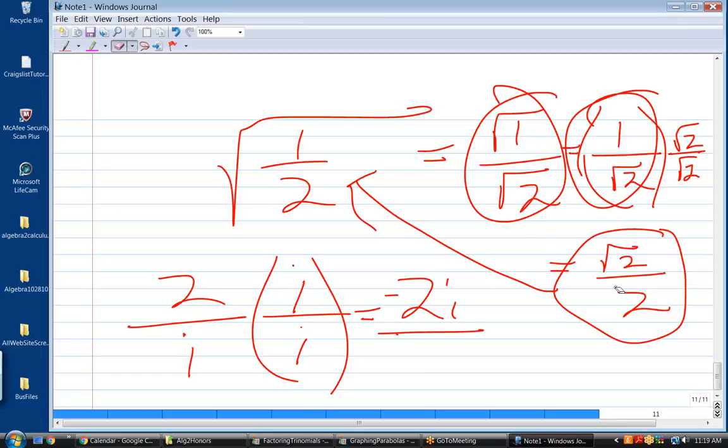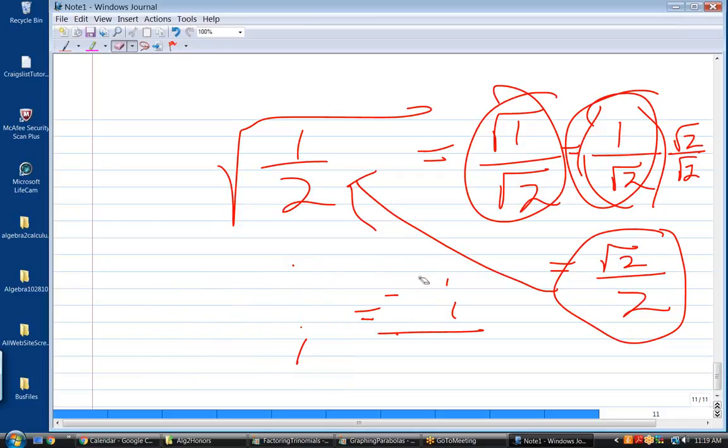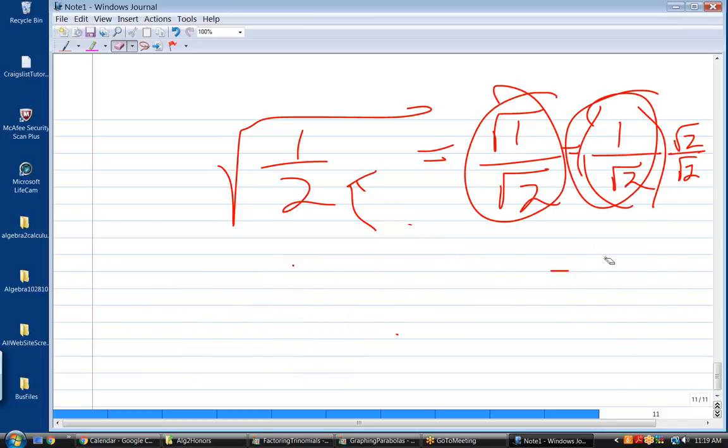So the process for rationalizing a denominator when you have an irrational number is very similar to the process of realifying an imaginary denominator. Right.